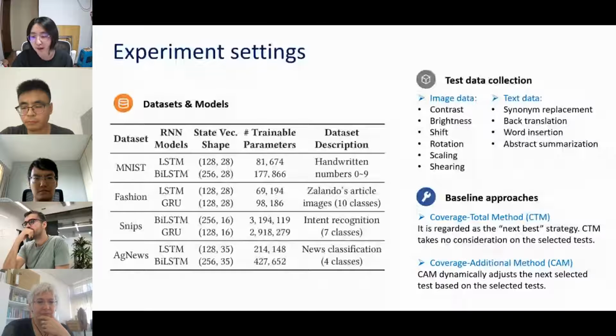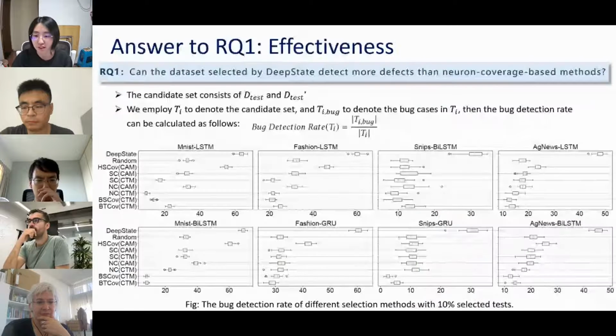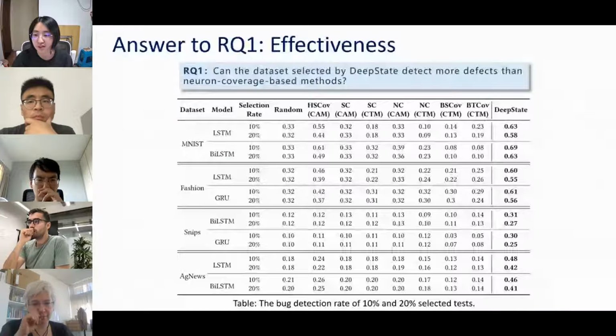This is the bug detection rate of different selection methods. As can be seen, in each combination of dataset and model, the test set selected by Deep State has the highest bug detection rate. And this is the bug detection rate of 10% and 20% selected tests. Similar to the results shown in the graph on the previous page, Deep State has the highest bug detection rate for each selection ratio.